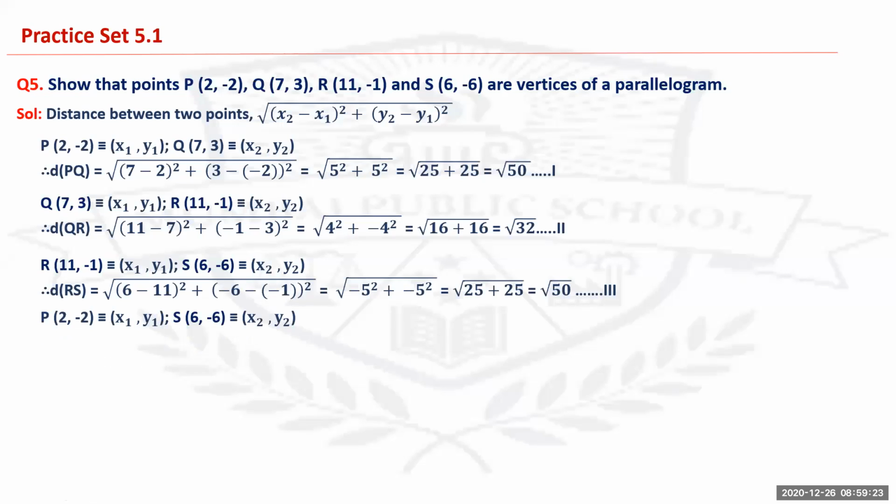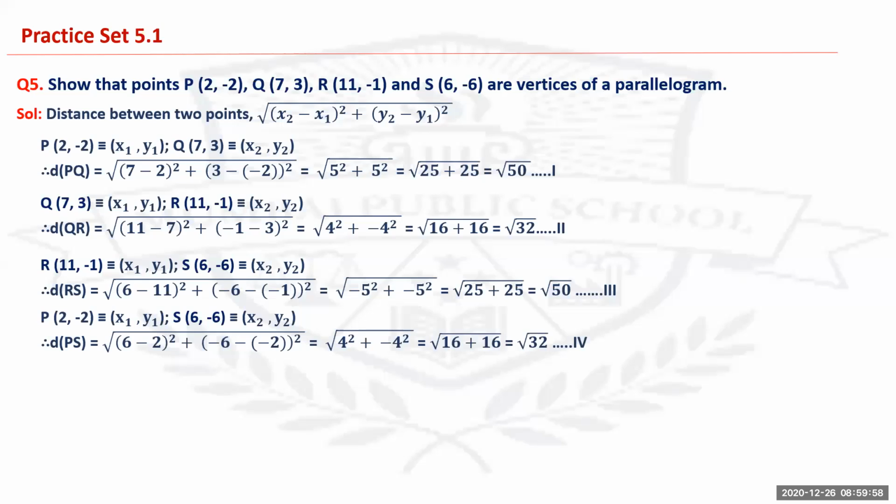Now we'll find the fourth side, that is PS. Coordinates of P would be considered as x1 y1, S as x2 y2. We'll find distance of PS using the distance formula. We'll get that as under root of 6 minus 2 the whole square plus minus 6 minus of minus 2 the whole square. Again check, minus of minus 2 will become plus 2. So you'll get under root of 4 square plus minus 4 square. So that is equal to root 16 plus 16, that is root 32.